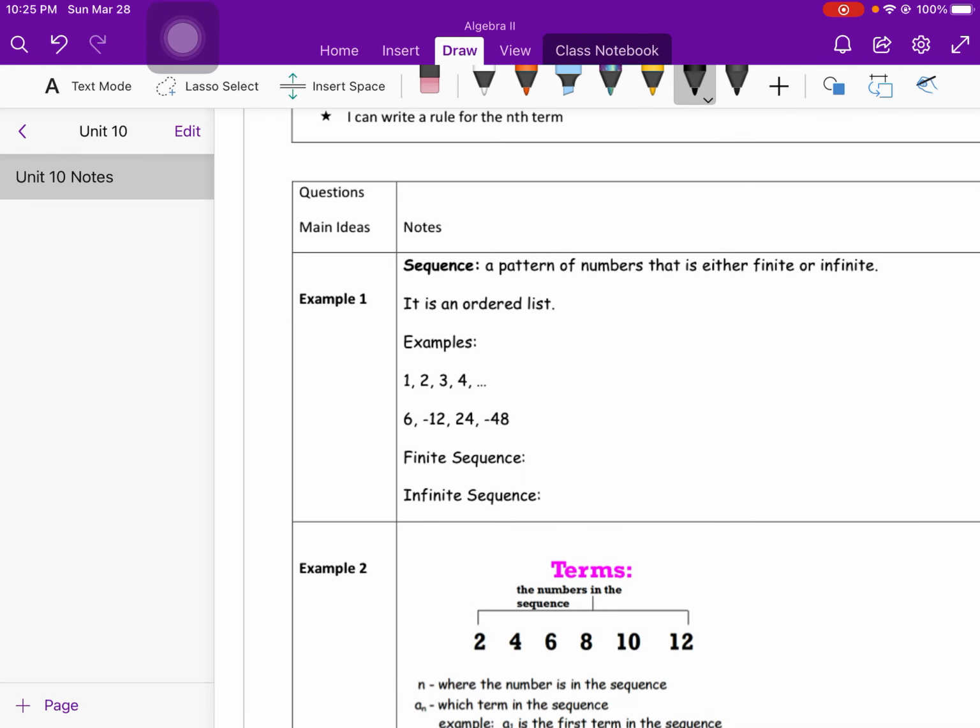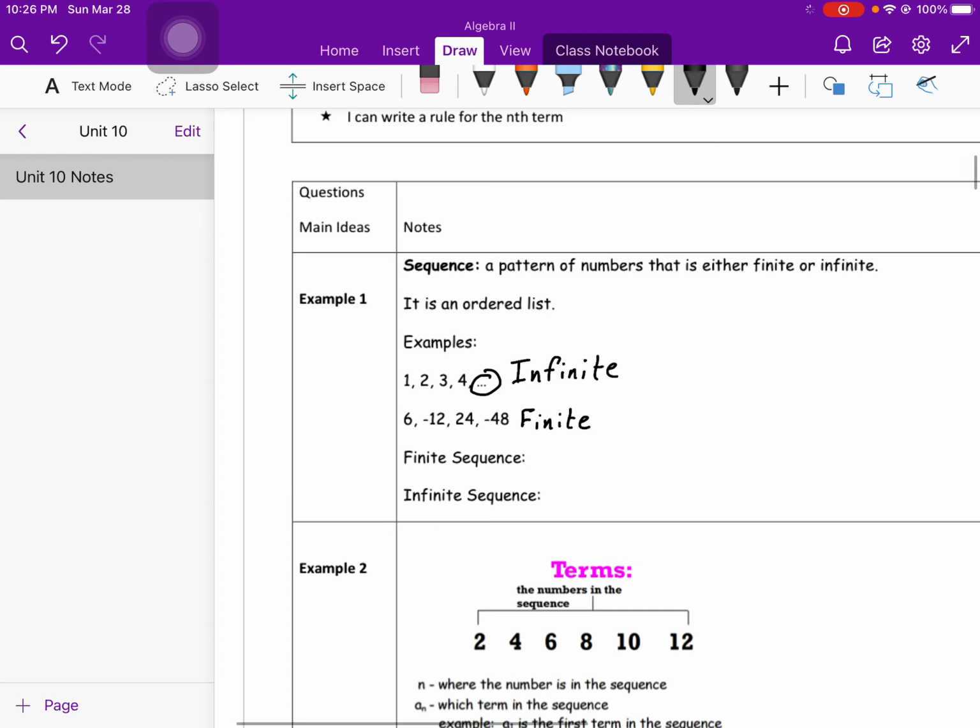It's a pattern of numbers that is either finite or infinite. It is an ordered list. So some examples here are 1, 2, 3, 4. Now notice we have the little dots here. That means that it's going to continue on beyond those forever and ever. So this would be an example of an infinite series because it continues on. And then this one, 6, negative 12, 24, negative 48, that would be finite.